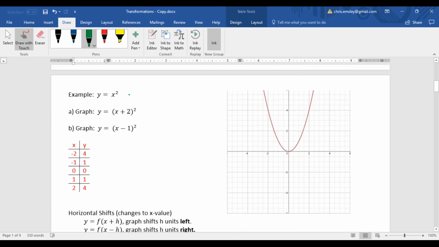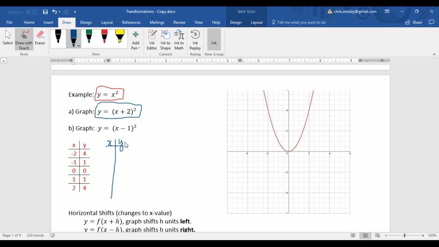So that's one type of transformation. Here's another one. We're going to start with that same parent function that we started with before, just y equals x squared. So we've got the graph and the table. And now we're going to take a look at y equals x plus 2 quantity squared. Notice before in the last examples on the vertical shifts, we had the plus outside of the squared. This time the plus 2, the plus a constant, is inside the squared, inside the function that we started with. So these are going to behave just a little bit differently than the last ones we looked at.